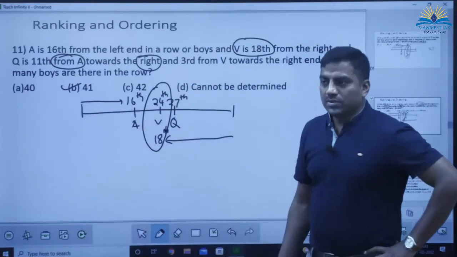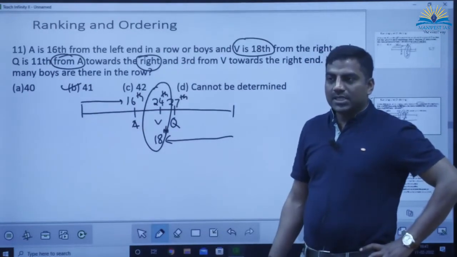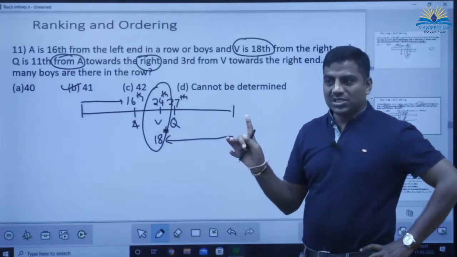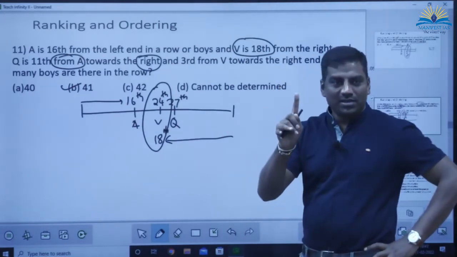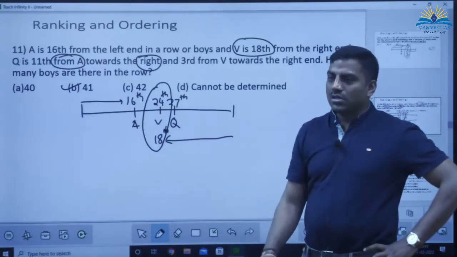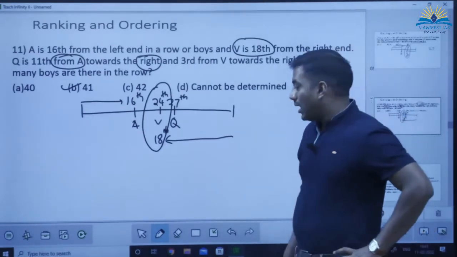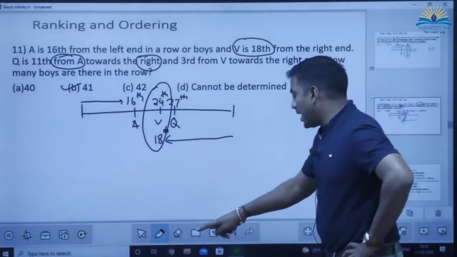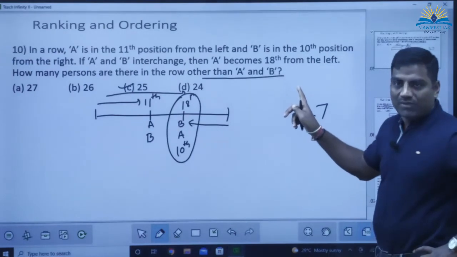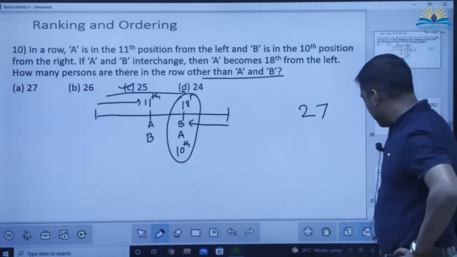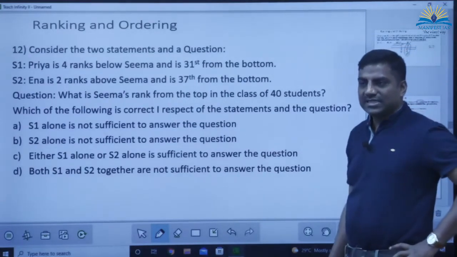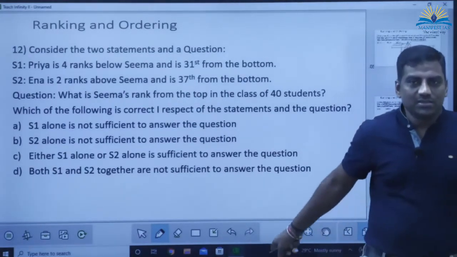Don't get confused and tell me, "Sir, there are 3 boys, we have to subtract 3." Think of one position. In one position, only one person will be there. You are counting that person extra at that time. So, minus 1. Earlier problem, they had only asked other than A and B. Every time they will not ask that. This is just last year's question.